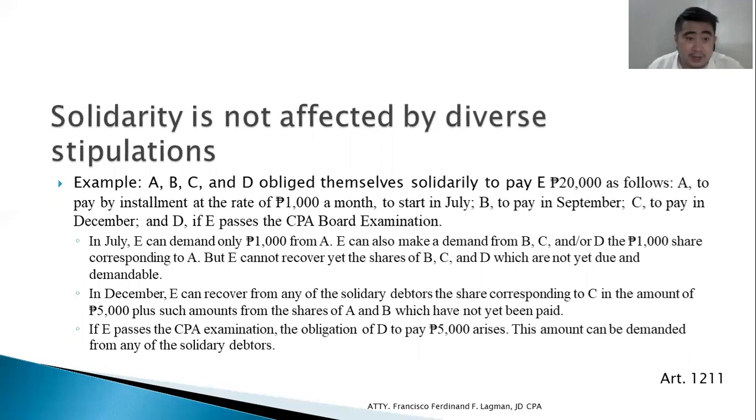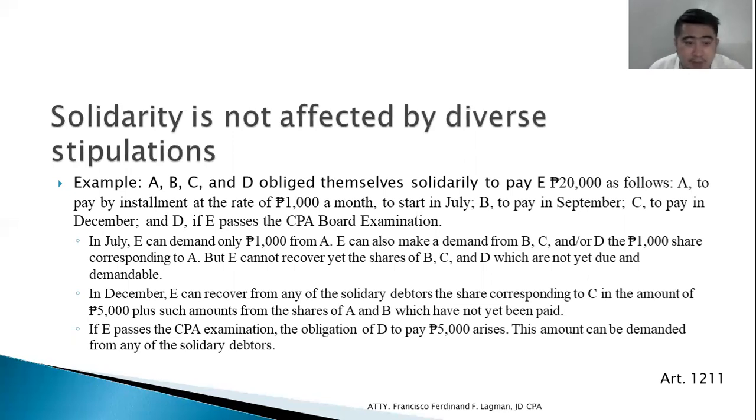Solidarity is not affected by diverse stipulations. Example, A, B, C, and D oblige themselves solidarily to pay E 20,000 pesos as follows. A, to pay by installment at the rate of 1,000 pesos a month to start in July. B, to pay in September. C, to pay in December. And D, if E passes the CPA board examinations. Sa class makita nyo dito, hindi sila sabay-sabay na magbabayad. Pwede ba to itong kaso? Yes, pwede. Pwede yan.